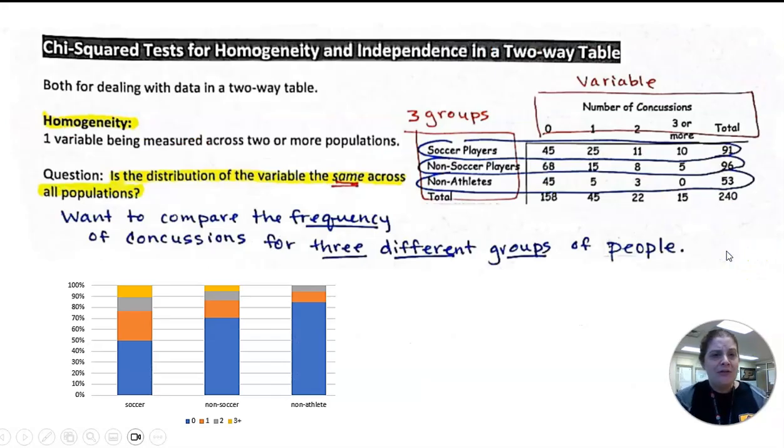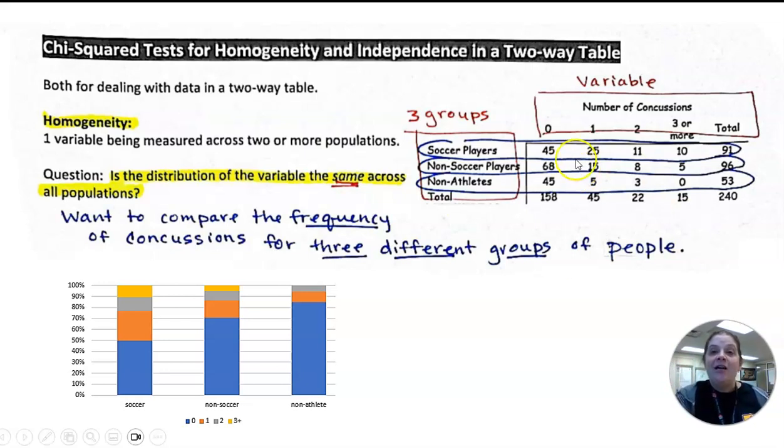So in your notes, you're going to see an example, and it has to do with soccer players and non-soccer players and how many concussions they've had. Okay, so in this question, I have definitely three groups of people here: soccer players, non-soccer players, and non-athletes. And I only have one question that I've asked them: how many concussions have you had? So I'm using that variable, number of concussions, as a categorical variable.